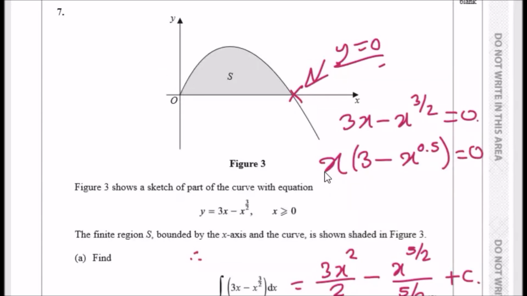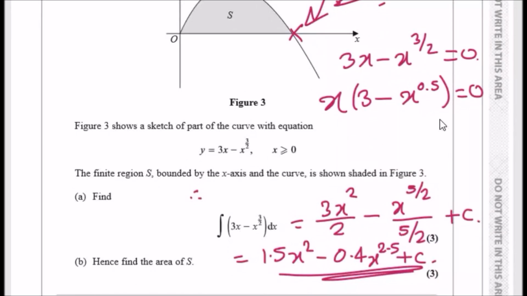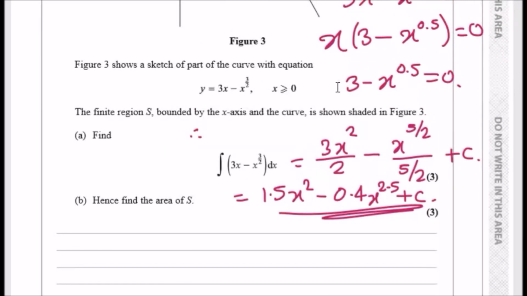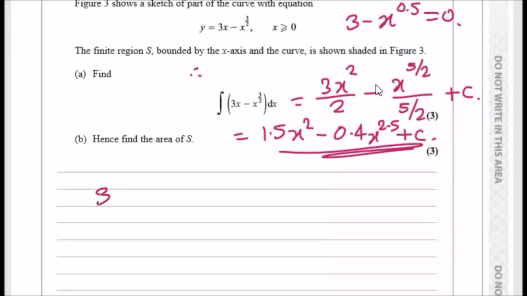We have firstly one coordinate when x is 0, and we also have this term when it's 0. We're going to use the second term because x equals 0 is clearly over here, the origin. So the second term, 3 minus x to the power 0.5, is 0. Let's work it out. Solving this one, I'm going to put it down here. We have 3 equals x to the power 0.5. To solve this one, we just find the 0.5 root. In your calculator, just write the root of 0.5, or square it. Either way, you get 9.